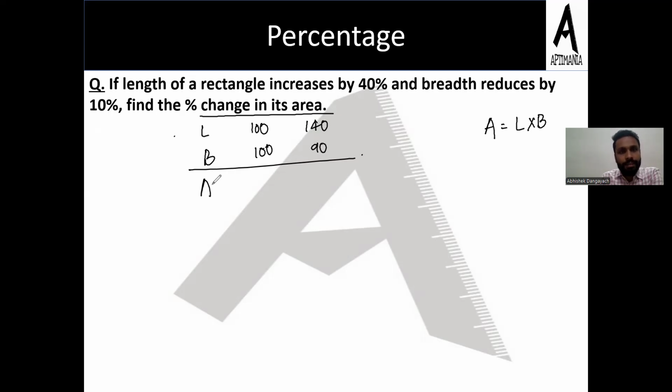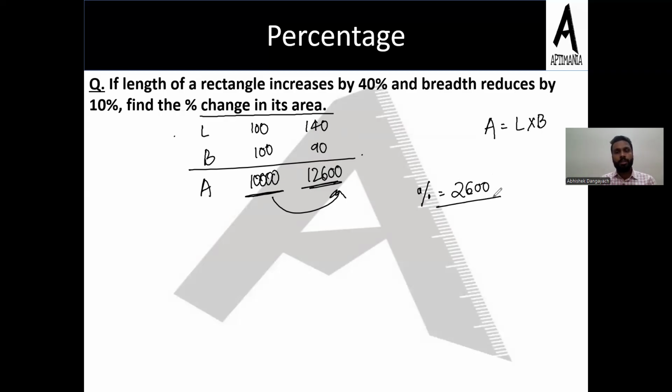So for this case, when the length is 100, breadth is 100, area is going to be 10,000. For this case, when the length is 140, breadth is 90, area is going to be 12,600. So you can just see the area was 10,000, now it's 12,600. They're asking the change in area, that's going to be 2,600. It went from 10,000 to 12,600, so 2,600 is the increment in area. And the increment is happening over 10,000.